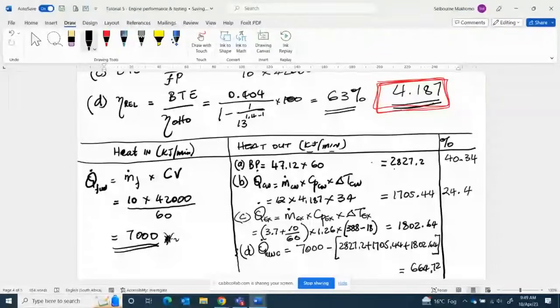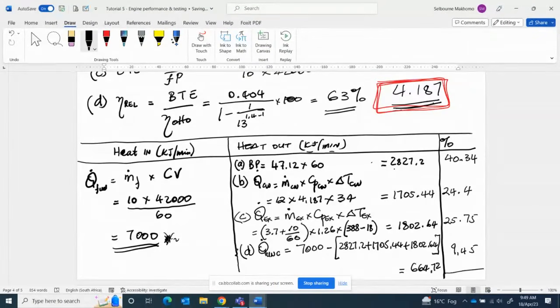And then thirdly, we say that 1,802 divided by 7,000, 25.75% of that heat has been absorbed by exhaust gases. And lastly, 9.45%, we don't know what happened to that heat, which is too much. You can't say that it's almost 10% of the heat. You don't know what happened to it.